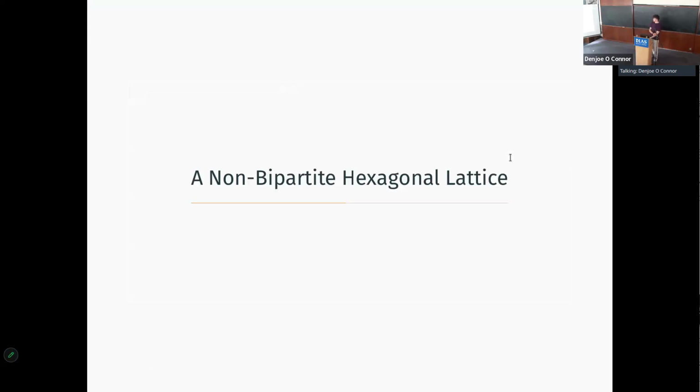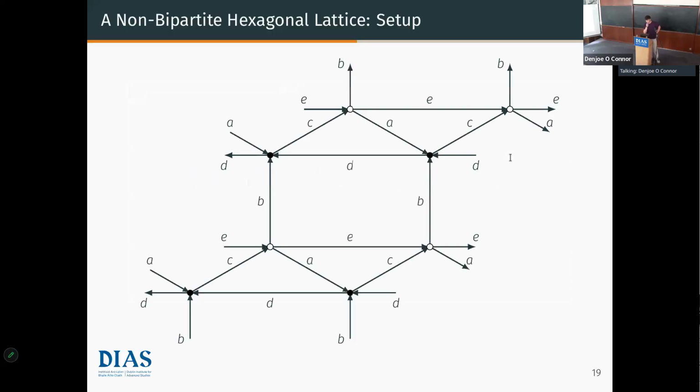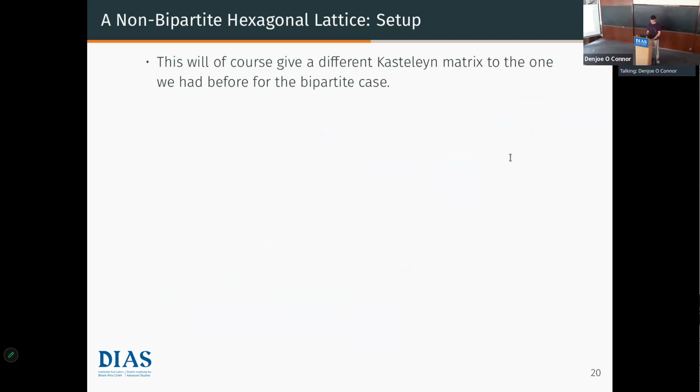So moving on to the non-bipartite hexagonal lattice. What do I mean by that? We want to see what happens when we introduce bonds between black vertices and white vertices, and see how this differs from the bipartite case. So we introduce these new bonds, making sure that our Kasteleyn orientation is still intact. And again, we go about setting up to observe these phase transitions and see what we can see.